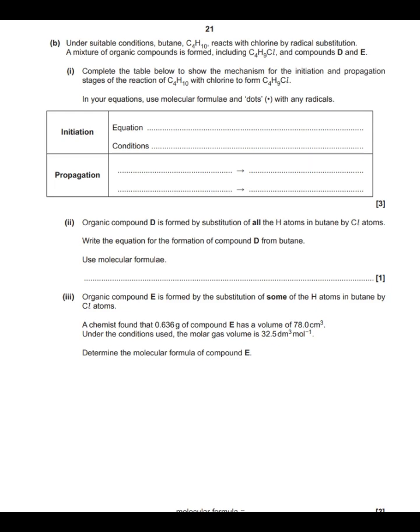So when we're talking about initiation, we're going to use chlorine. It's going to break down into 2 Cl free radicals. And the condition required is going to be UV light. Propagation is where we react one of those free radicals with our C4H10. That will remove one of the hydrogens. This would be a free radical and form HCl.